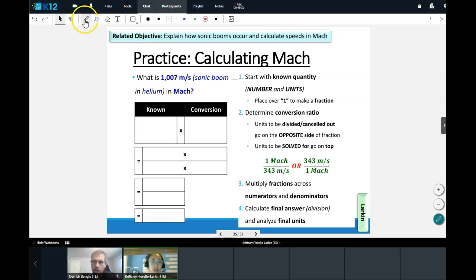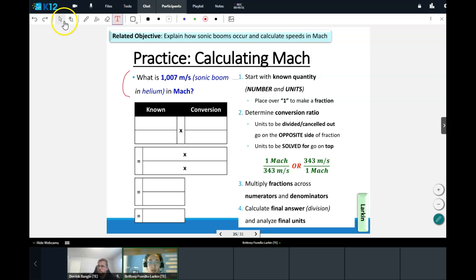All right, so this time we're going to start off with a different number that we know. Tell me in the chat, what number do you see in the question? So we want to know what is 1,007 meters per second, sonic boom in helium, in Mach. So 1,007 meters per second in Mach. So what's my number here? What's my number? Tell me in the chat.